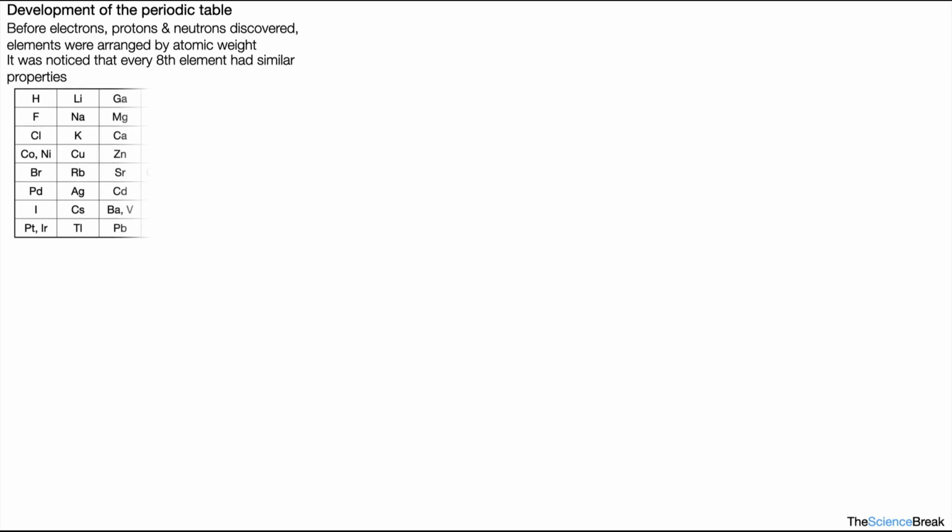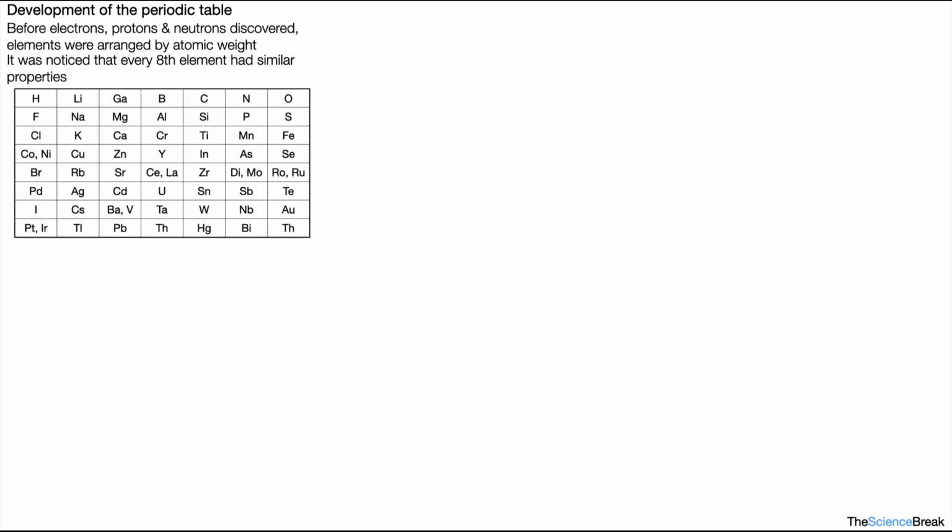Before electrons, protons, and neutrons were discovered, elements were arranged by atomic weight. It was noticed that every 8th element had similar properties. So here is an early version of the periodic table. If I look at this particular column here and move along to the 8th element, you'll find it's sodium, and we can see that they have very similar properties.